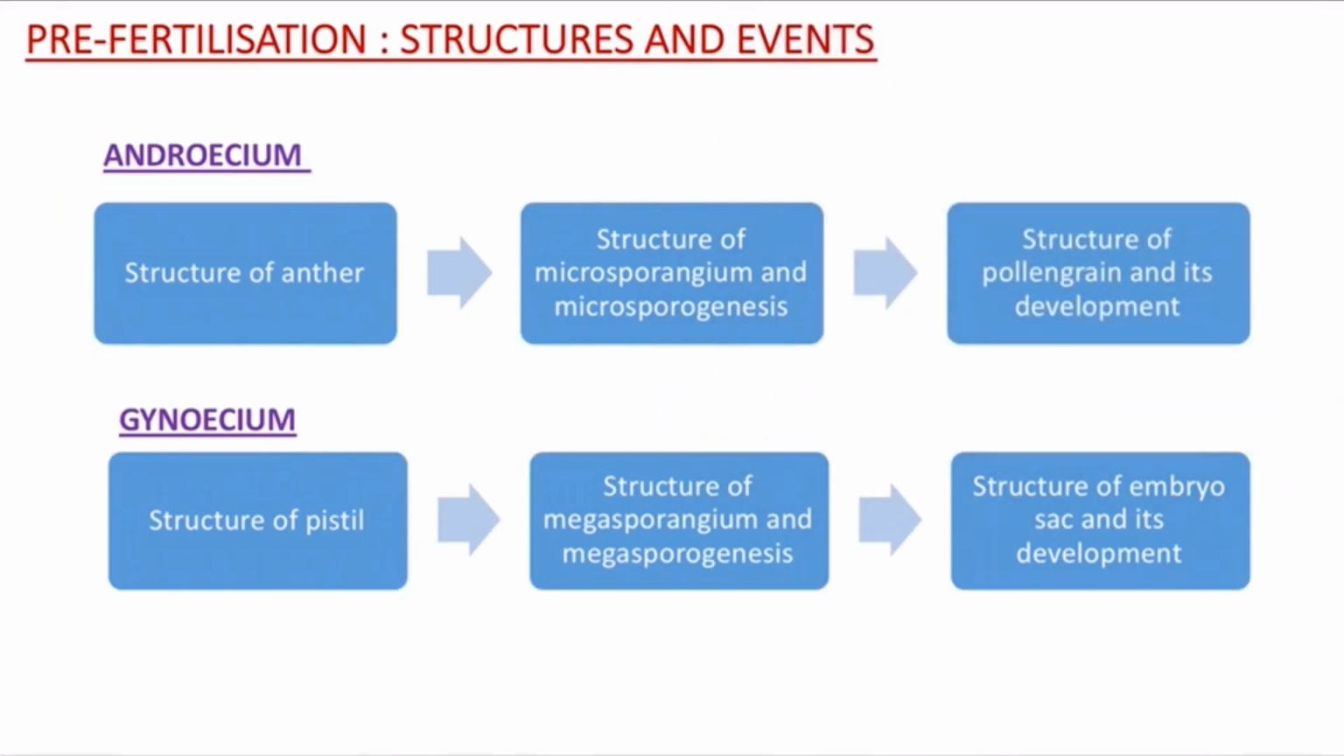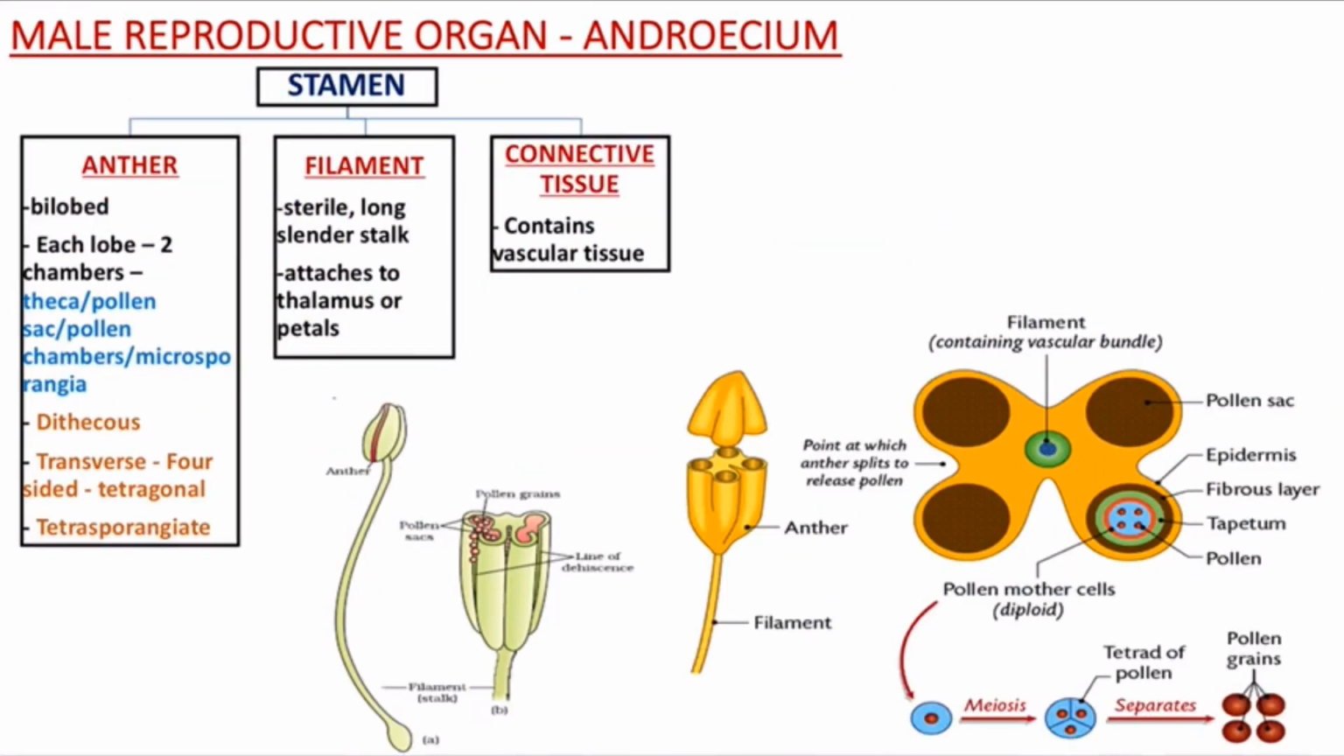So this is nothing but what? A male reproductive organ of a plant, which is also known as the androecium. And the stamen of an androecium is considered as a unit of it. Either I can say that the stamen is a unit of the androecium, and this stamen is made up of the filament, the anther, and the connective tissue.